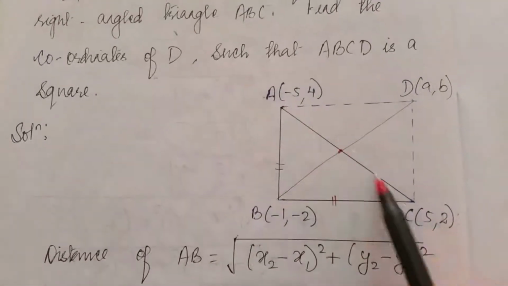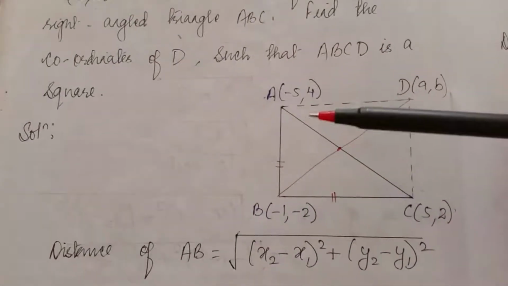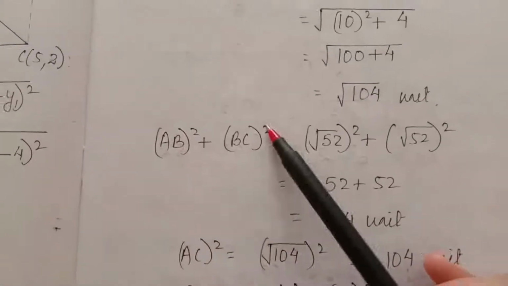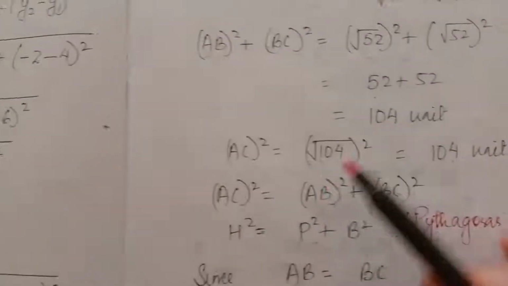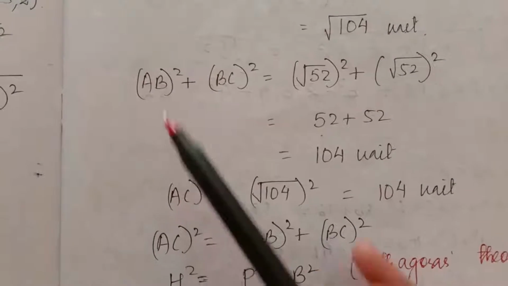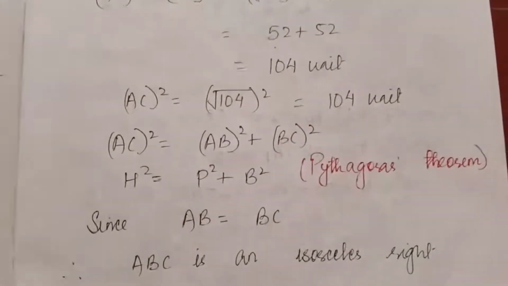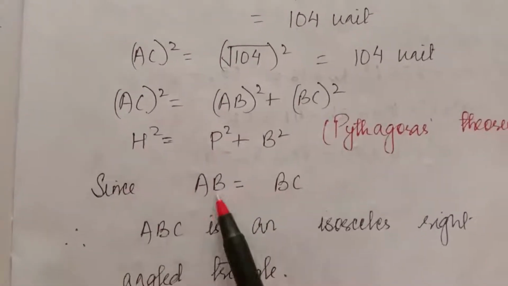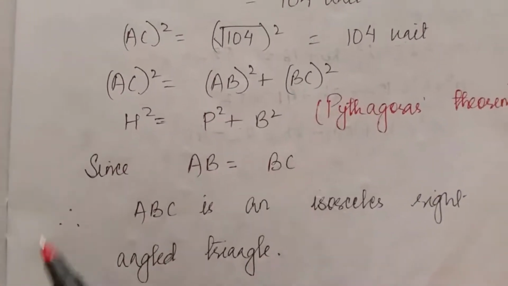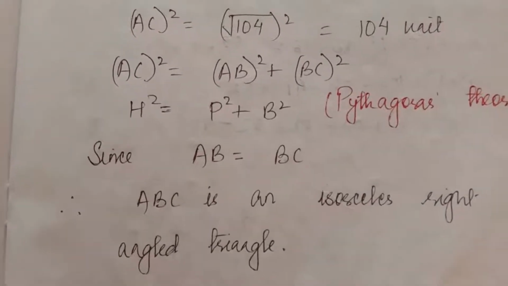So hypotenuse square is equal to perpendicular square plus base square. First we will find AB square plus BC square here. AB square plus BC square is 104. Now hypotenuse square AC square is again 104. That means hypotenuse square is equal to perpendicular square plus base square. So Pythagoras theorem is applicable, and here we got AB equals BC also. So it is an isosceles right angled triangle.